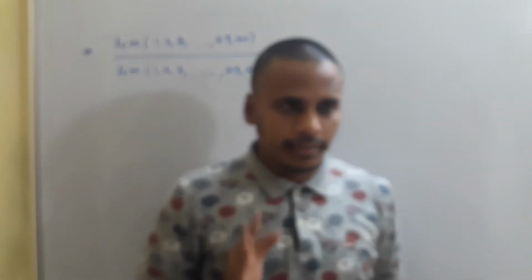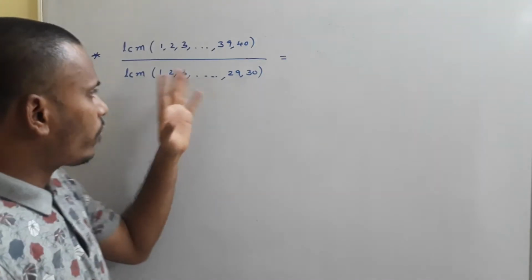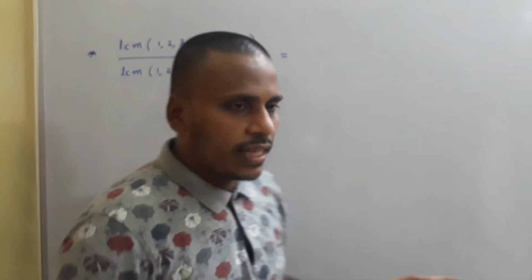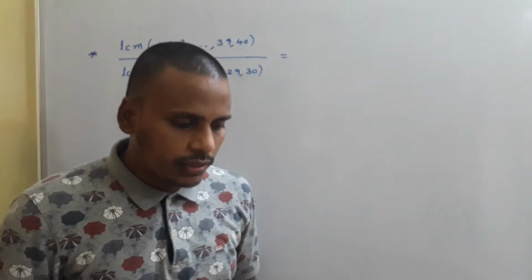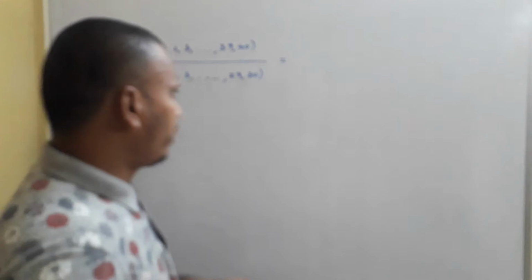Problem related to the LCM. Look at the problem first. LCM of the first 40 naturals divided by the LCM of the first 30 naturals. What is LCM? As we know, LCM is the product of the prime numbers with maximum powers involved in the given numbers.